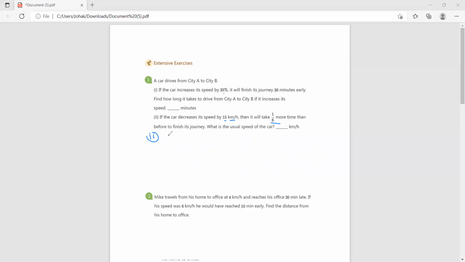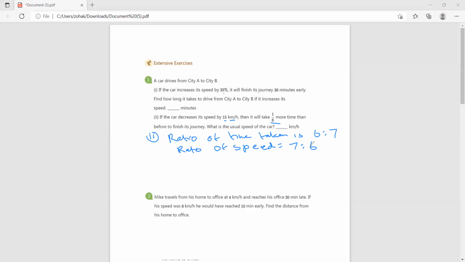So we know the ratio of time taken is very simply 6 to 7. Okay, so we've got that ratio of time. Now remember that speed and time are in indirect proportion. So we know that the ratio for speed is just very simply going to be 7 to 6.